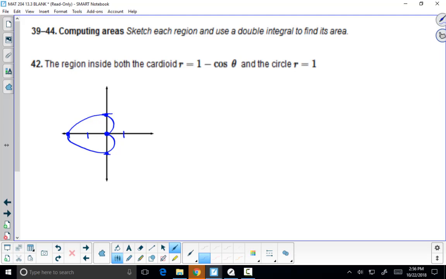That is the cardioid that we are dealing with. And then we have our circle of radius 1 centered at the origin. That's going to be right here. I should draw that one first. Okay, so I think we want the area that has to be inside both. That thing right there. All right, so that's the area that we're trying to find.